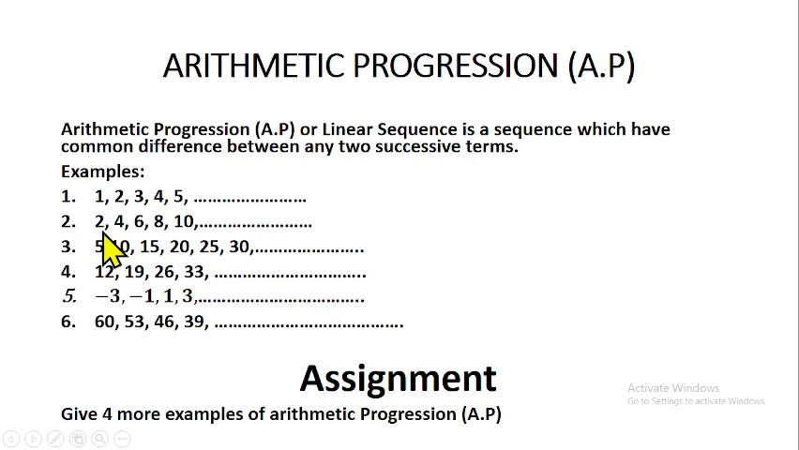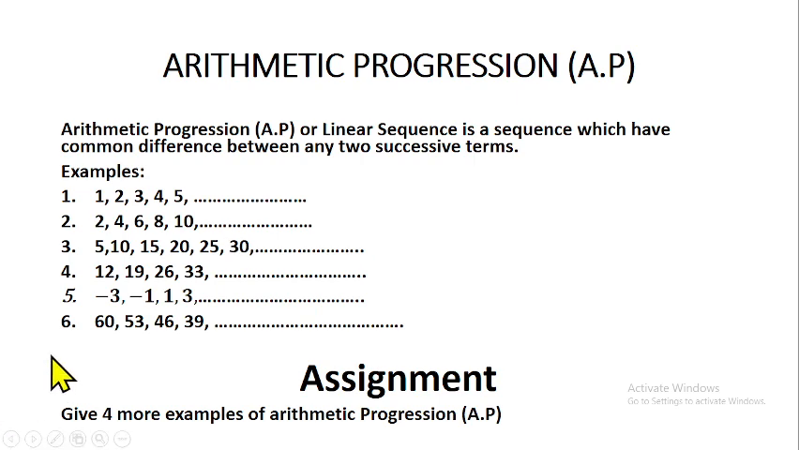Let's look at the second example. We have 2, 4, 6, 8, 10. Does this belong to arithmetic progression? We can't say. We don't know yet until we confirm or verify. That means it must have a common difference between any two successive terms. Let's see. What is 4 minus 2? That is 2. 6 minus 4? That is 2. 8 minus 6? That is 2. 10 minus 8? That is 2. That means this sequence also belongs to arithmetic progression because it has a common difference.